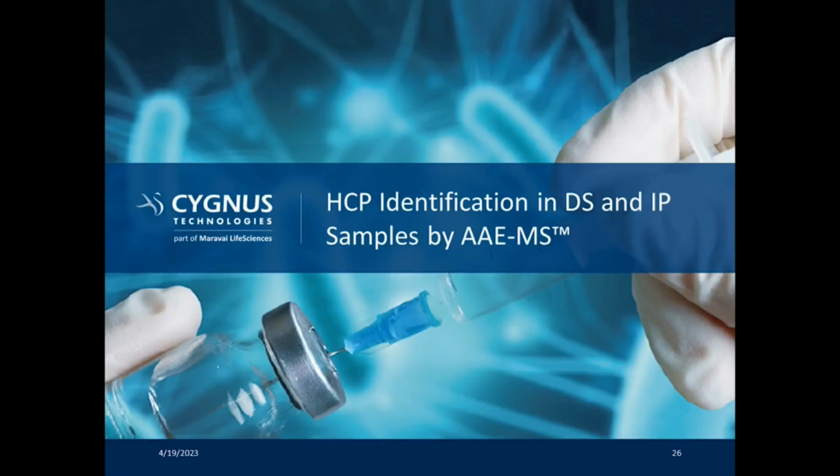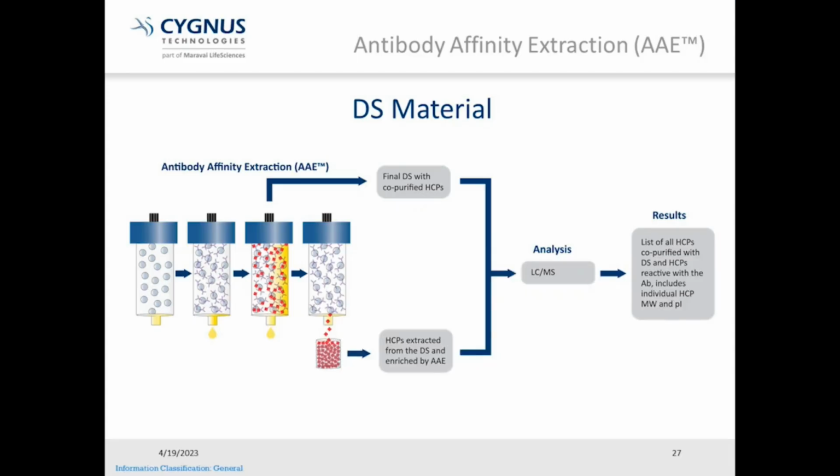For the next section of my presentation, I will present case studies where AE and MS were used to determine host cell protein antibody coverage to identify and quantify host cell proteins in drug substances and in process samples. In addition to harvests, we also analyze drug substance material for co-purified host cell proteins by antibody affinity extraction. In this workflow, an aliquot of a drug substance sample is saved. Then the remainder of the sample is run over the AAE column.